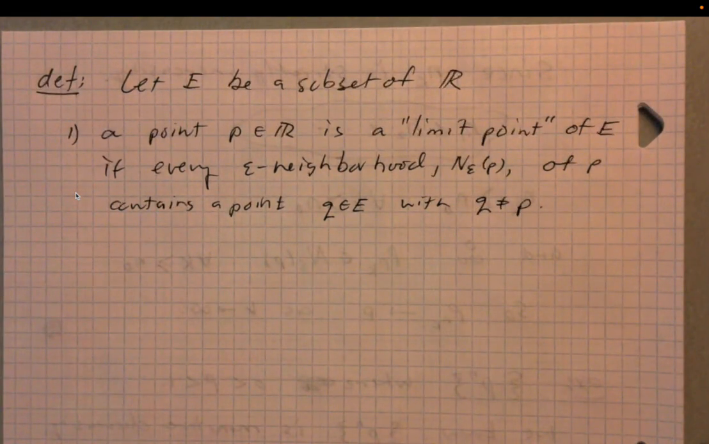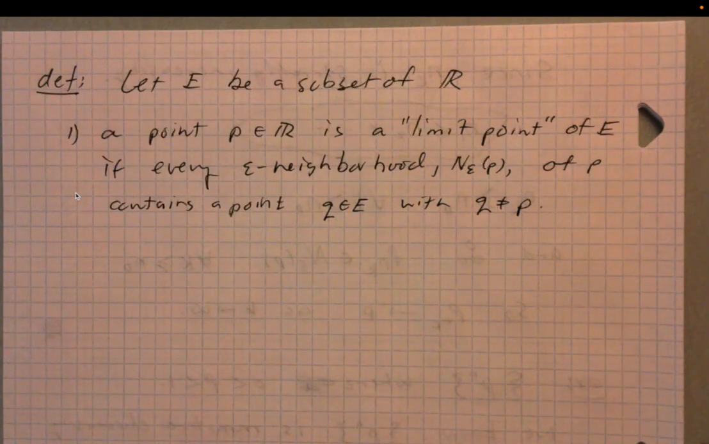So a point P is a limit point of a set if for every epsilon neighborhood, no matter how close I get to P, there's going to be some point that's not P that's in the subset E and in that epsilon neighborhood. So epsilon can be infinitesimally small, and even then I can still find a q right next to p that isn't equal to p, that's in the set E. If that's the case, then we say that p is a limit point.